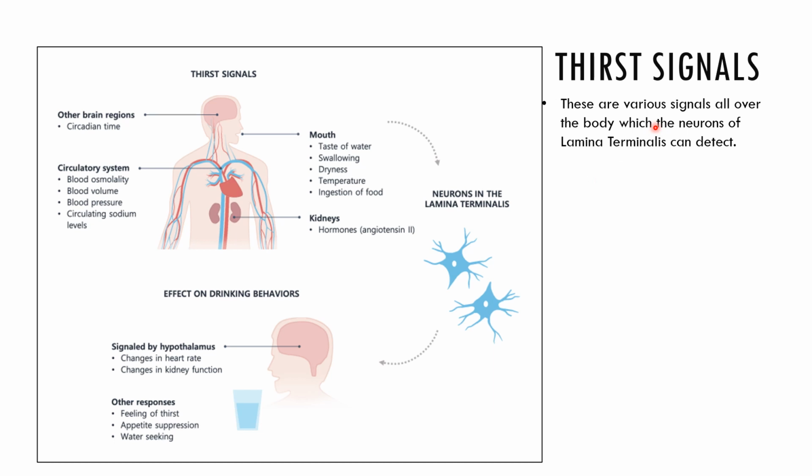What are the different signals in the body for thirst? These neurons in the lamina terminalis are the ones which are detecting all the different signals in the body. Here there are a few signals which are mentioned. Like the mouth may become very dry, swallowing will become difficult, the circadian rhythm will get disturbed. Similarly, all the other parts also show their respective thirst signals.